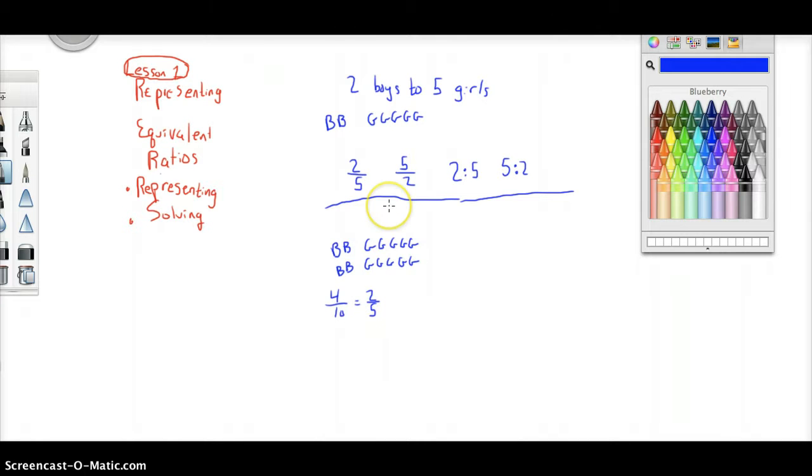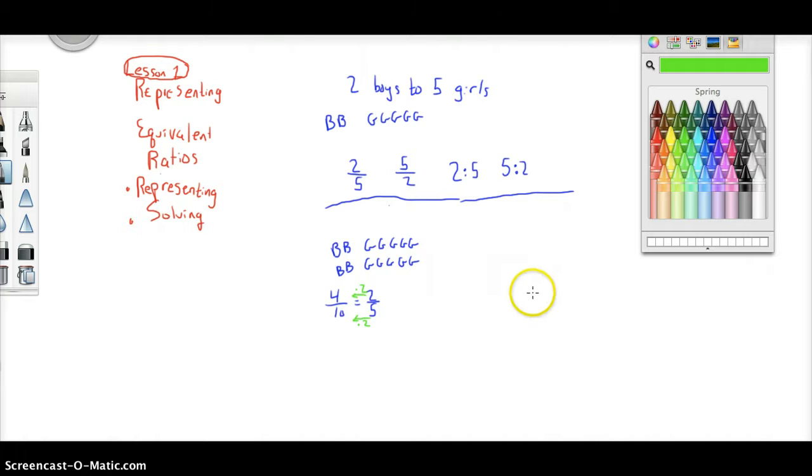And I can get this by multiplying by really any number. If you'll notice, I took my 2 and I multiplied it by 2, and I also took my 5 and I multiplied it by 2, to get to my new numbers here.